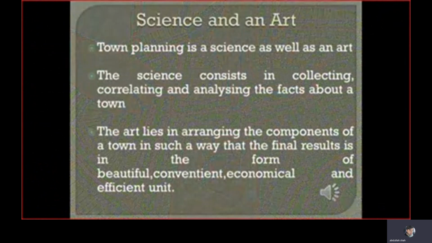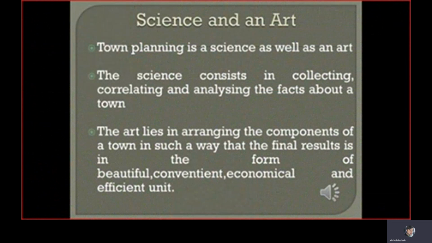Town planning is both an art and science. It comprises of gathering, correlating, and analysis of facts about a town, which makes it a science. And since it aims to form economical, beautiful, convenient, and efficient unit, so it needs an art of shaping and guiding the physical growth of town, creating buildings and environments to meet the various needs such as social, cultural, and recreational activities.